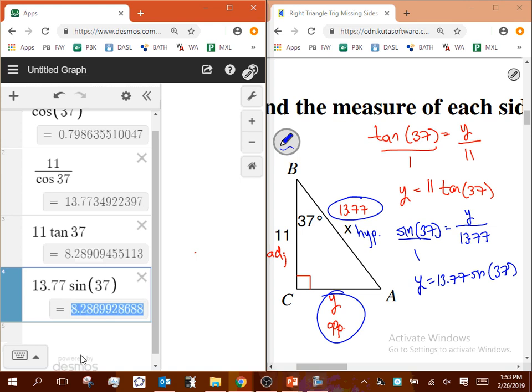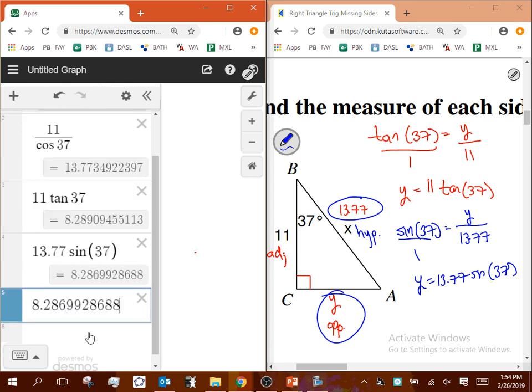Okay. Let's subtract them. Let's take that number minus that number.